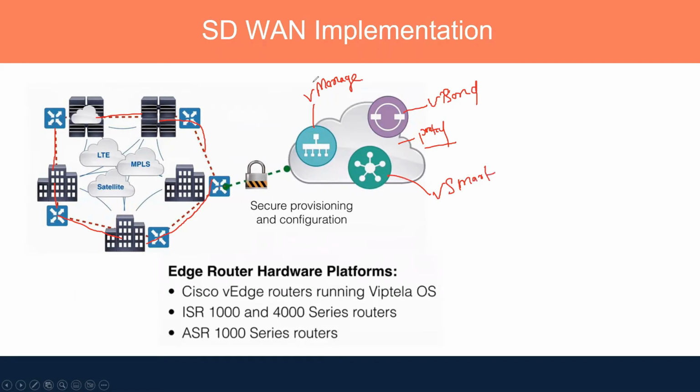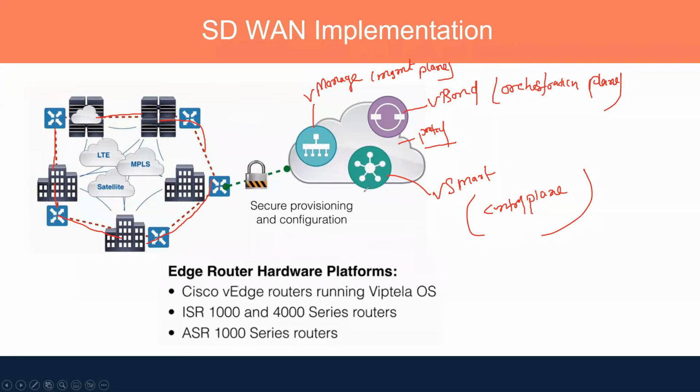So basically, if you see, this is the management plane. This is the orchestration plane. This is the control plane. We have all these planes, which are available somewhere on the portal. And through this, you can control all your SD-WAN. You can manage all your SD-WAN network.